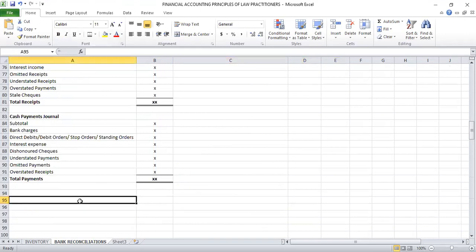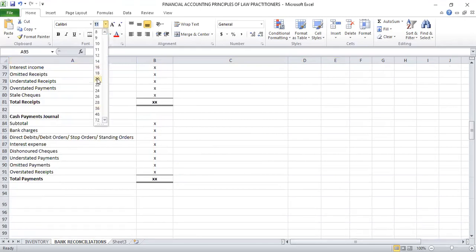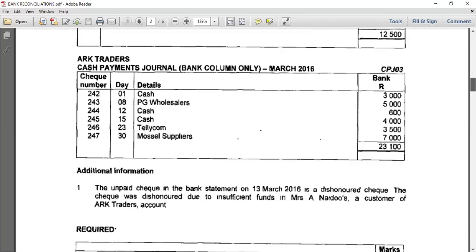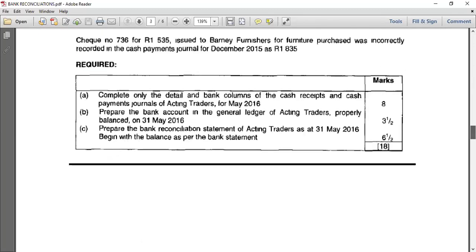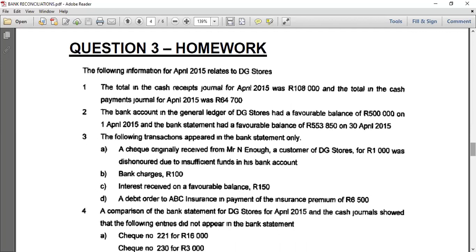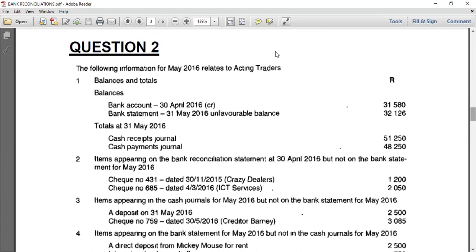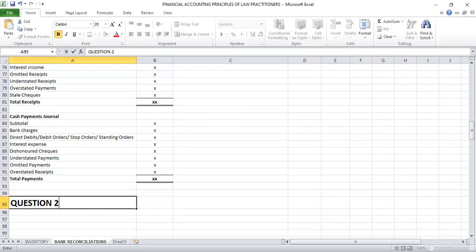Okay, so maybe we can go to the question direct. So now let's go to question 2. I thought I hadn't given you the things that go there, but not a problem. Right, question 2. Let's go to question 2 of our paper. After we have done question 2, you can go now and do question 3, so that you can see how everything is done. Right. So on question 2, we have the following information for May 2016 relating to Acting Traders.